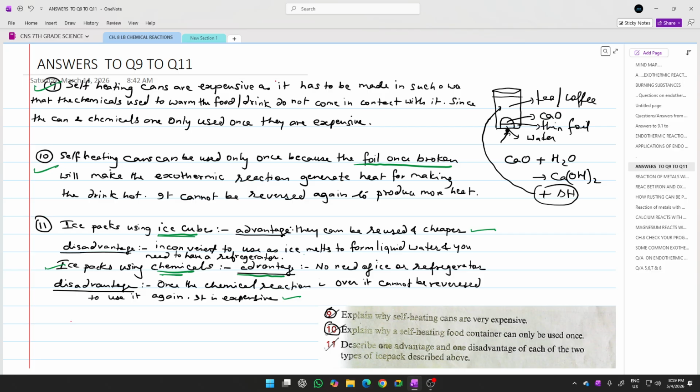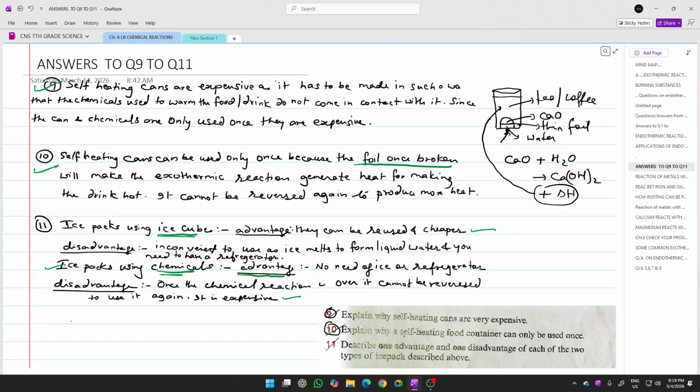So self-heating cans can be used only once because the foil, once broken, will make the exothermic reaction generate heat for making the drink or the food hot. But this is not a reversible reaction, so it will not go in the backward direction, or be repeated again, because once the chemical reaction is over, that heat produced will be used up. Now, if you want to get the heat from the reaction again, you will have to get the two things again into the can, which is next to impossible, and that is why these cans are just one time use only.